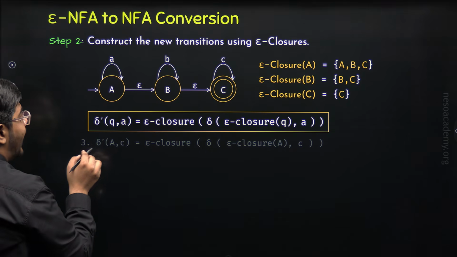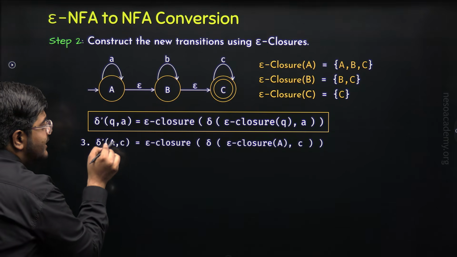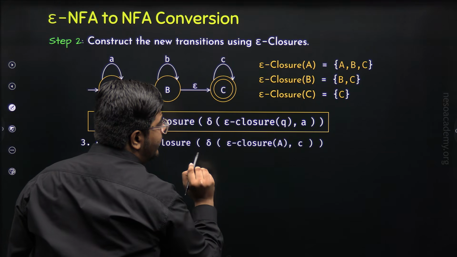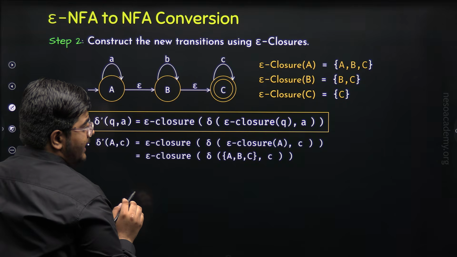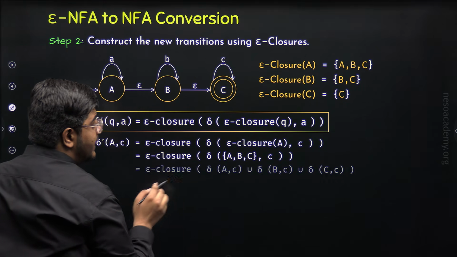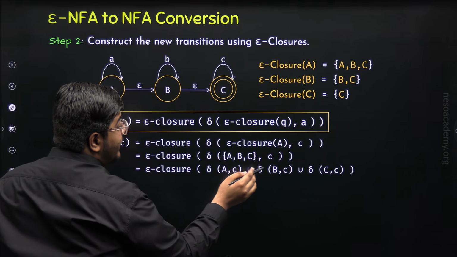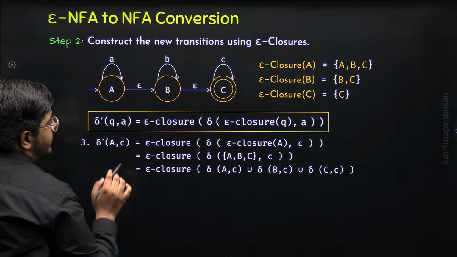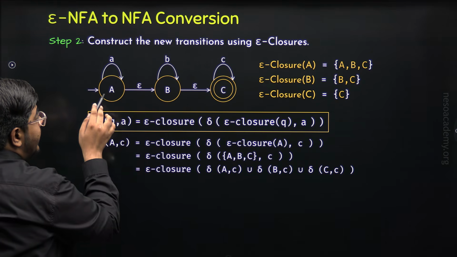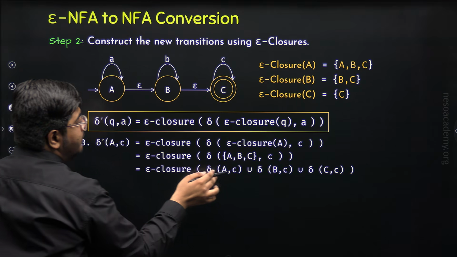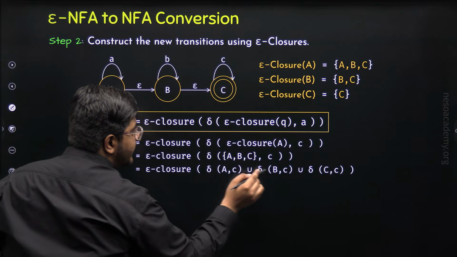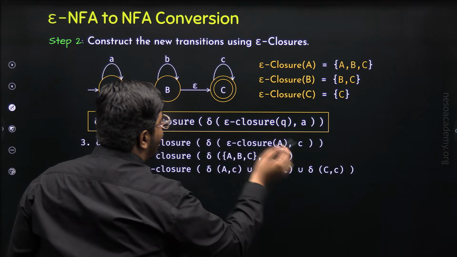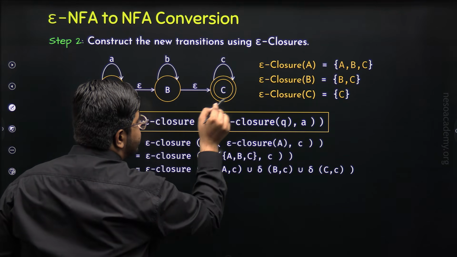Now, we will find delta dash A comma C, which is our last input symbol for the state A. Again, we have to replace the epsilon closure of A by A comma B comma C. And now we can expand this as delta A comma C union delta B comma C union delta C comma C. Now you can simply see in this diagram that A and B do not have any transition for input symbol C. That is why both of these transitions will be replaced by phi, and delta C comma C results in the state C itself.